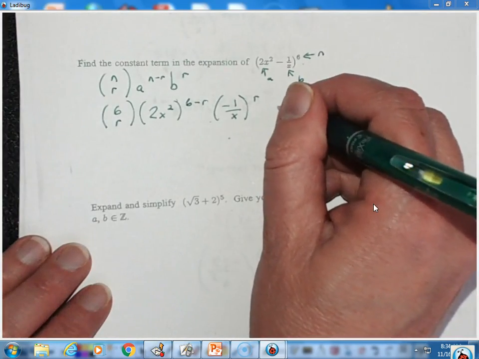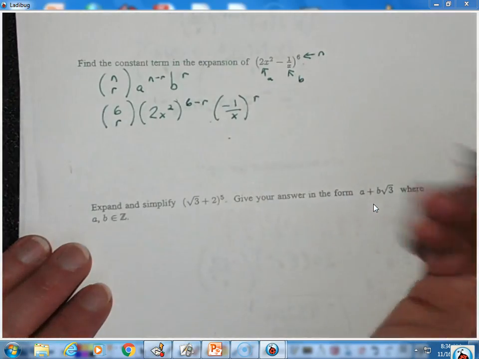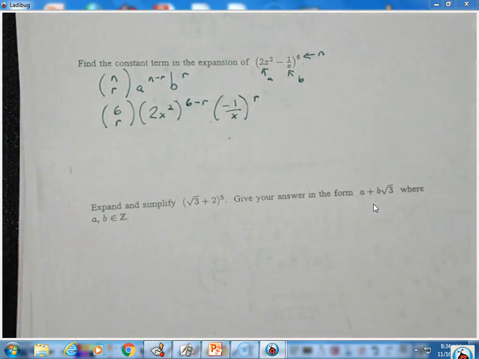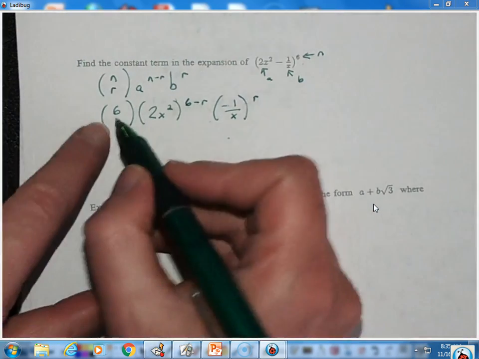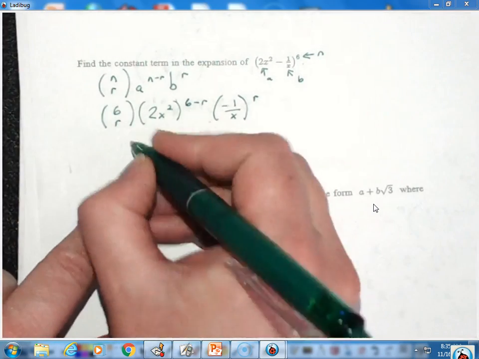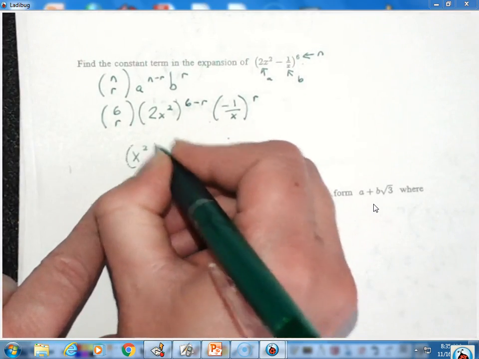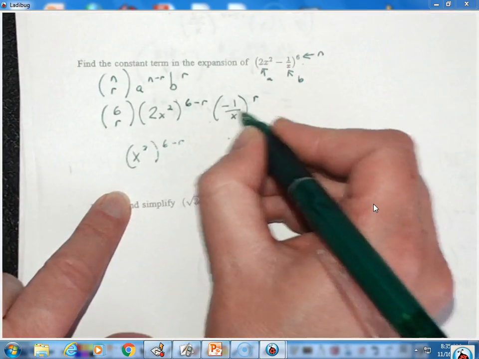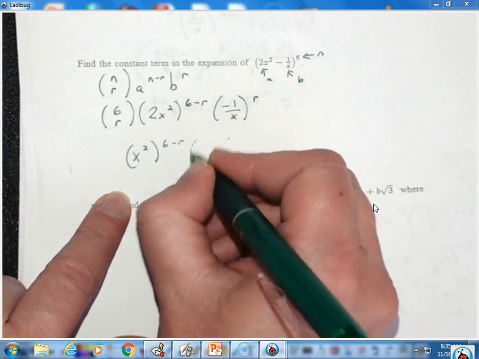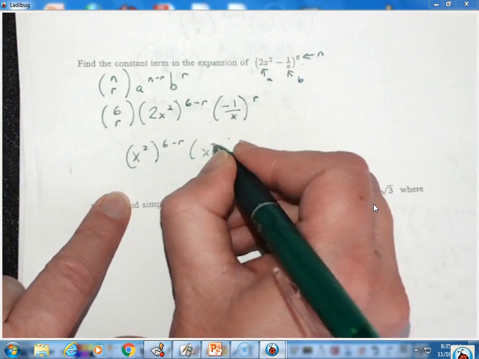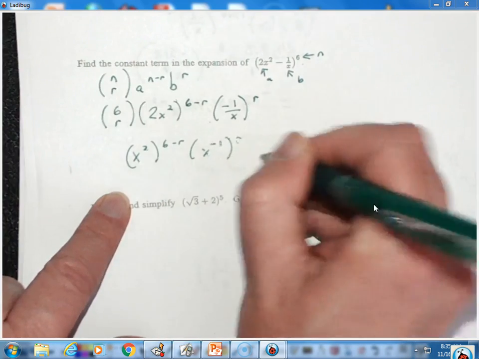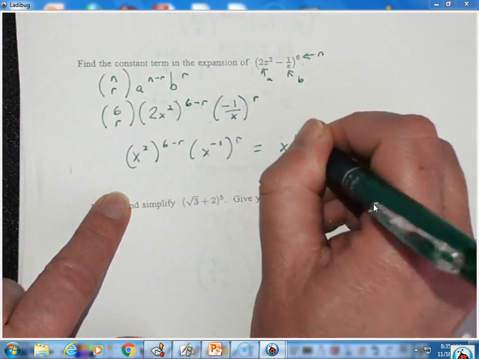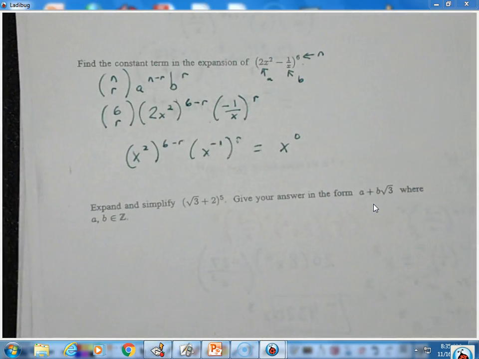And I want that to come out to be something x to the 0. So I'm just going to look at the parts of this that have the x's in them, ignore anything that's a constant. So I don't need the 2. I need the x squared to the 6 minus r. I don't need the negative 1. Since we've already done this once, I'm going to go ahead and write this as x to the negative 1 to the r. And I just want to figure out what r is for this to come out to be x to the 0.